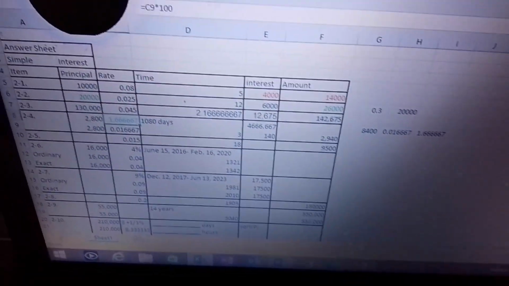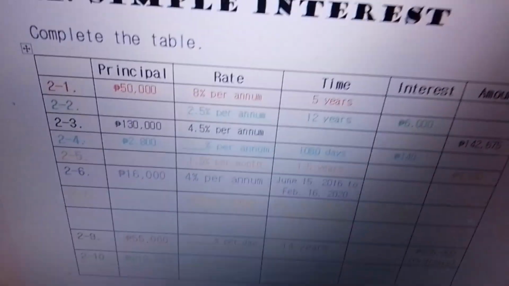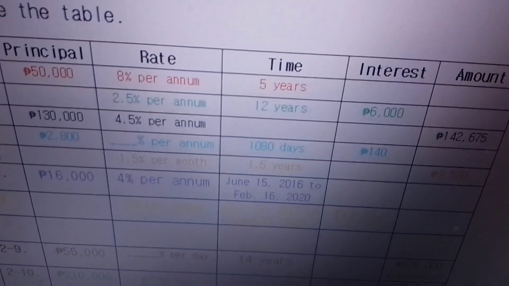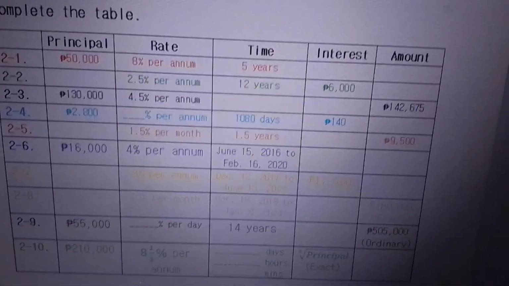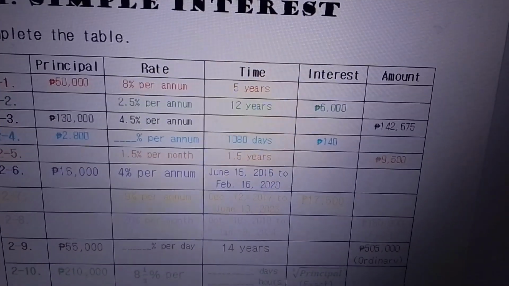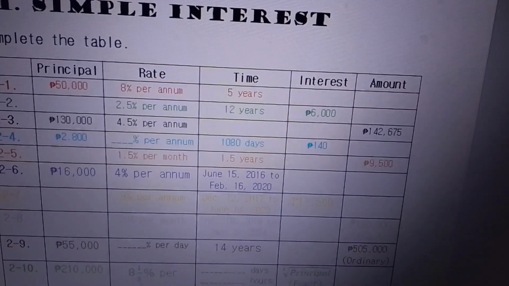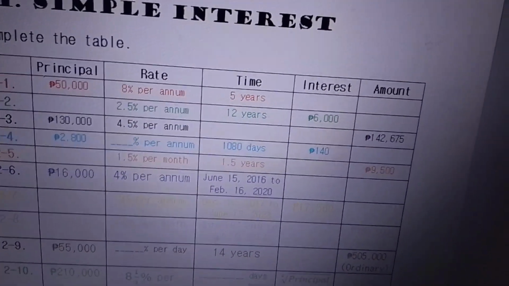So, tama, that's 1.667%. That's the answer. Next, number 5. For number 5, here's the problem that I'm having right now. I'm sorry if you can't see the label, pero let me zoom in. So, yan. It says here, our principal is not known and the interest amount is not known. However, we are given the rate and the time.